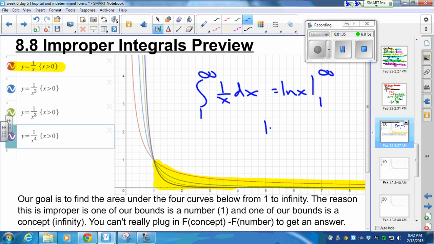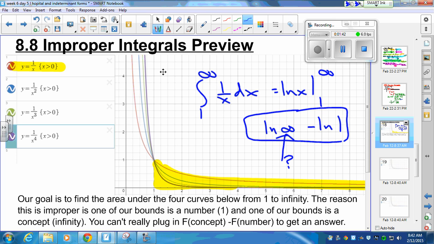Here's the part. You can't just say, oh, it's that, because that makes no sense, because you just plugged in a concept. Now, normally, like the first example when I said 1 to 4, you'd be going from 1 to 4, and you could say it's ln of 4 minus ln of 1, and you get a number out of that. But right now I'm getting ln of infinity. Ooh, that feels weird. That feels improper.